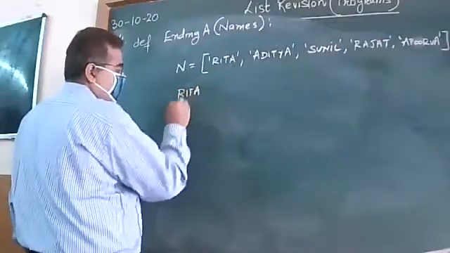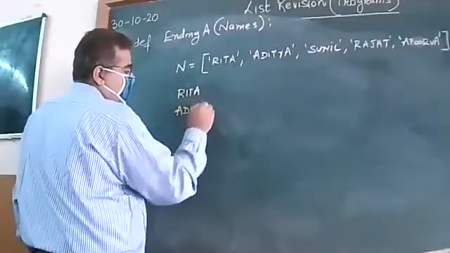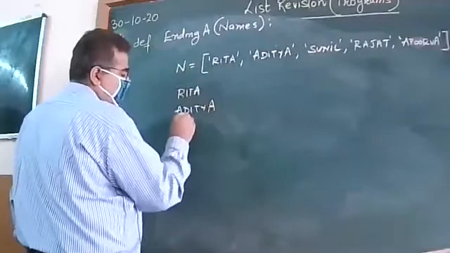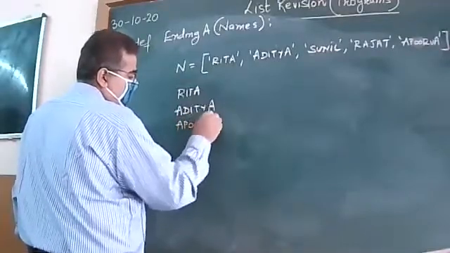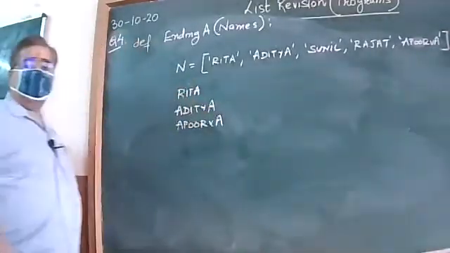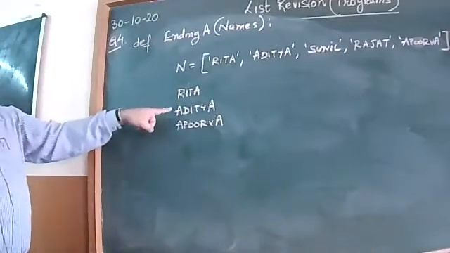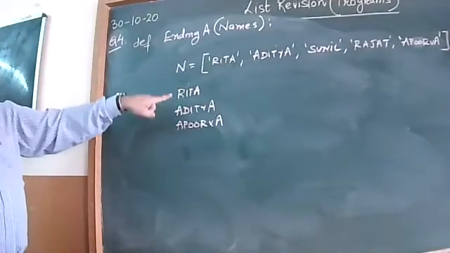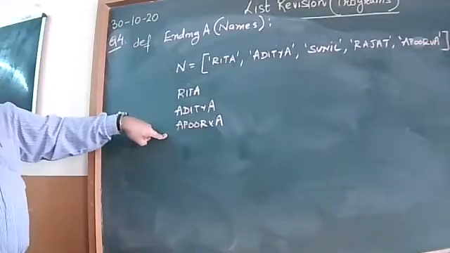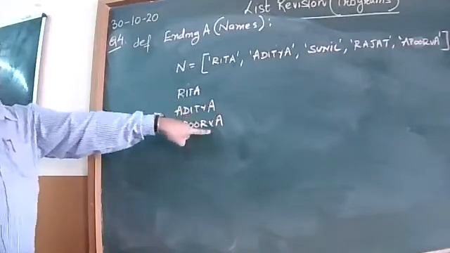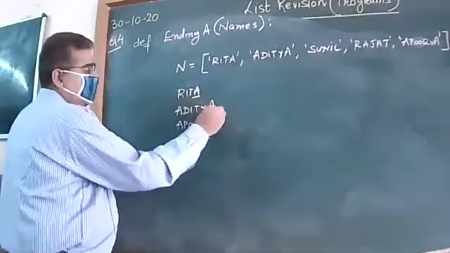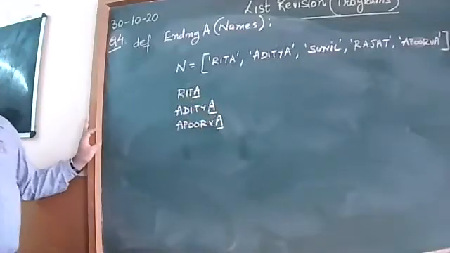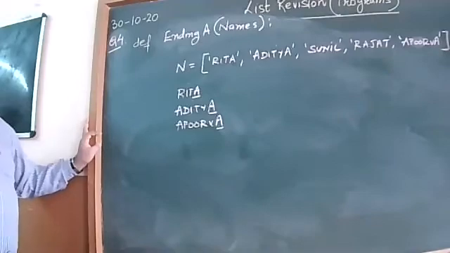Rita, Aditya, and Apurva. These three strings should get print because these are the three strings which are ending with letter A, or whose last character is letter A.